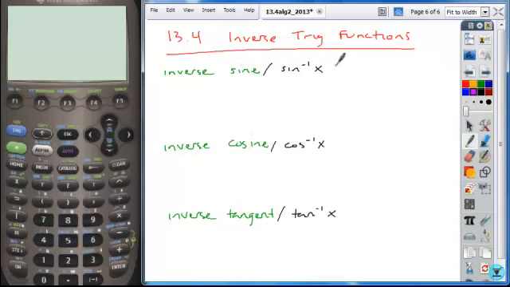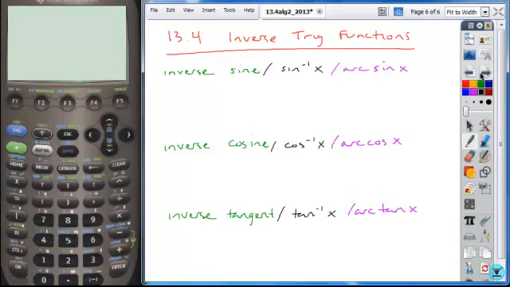It may also be designated as arc sine of x, or arc cosine of x, or arc tan of x. Those all mean the same thing. Okay? The arc tan, arc sine, arc cosine simply mean the inverse trig functions for those.